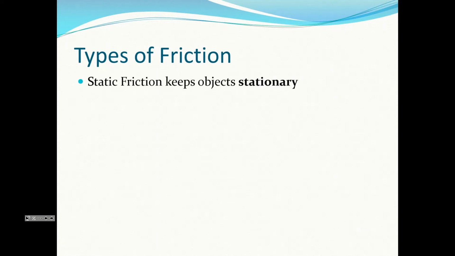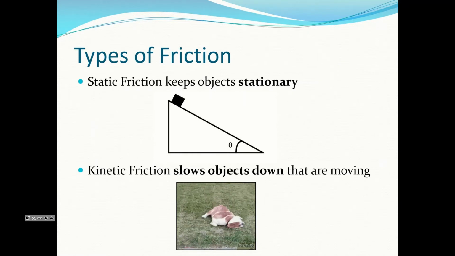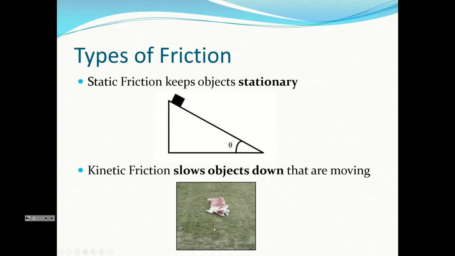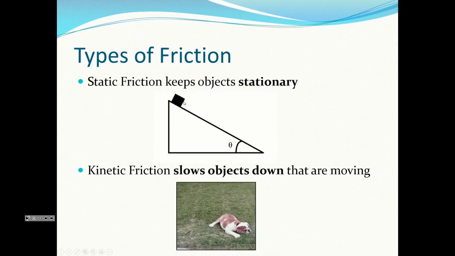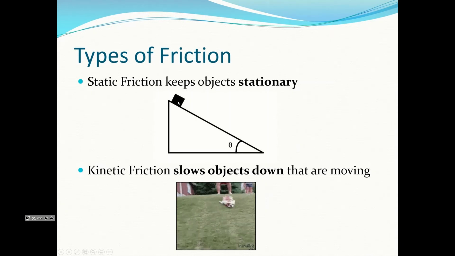So the first type of friction keeps an object stationary. So what keeps this block stationary in the incline is called the static coefficient of friction, or static friction. And kinetic friction is what slows down objects that are moving. And the weird thing is that those frictions are different. So on this dog, there's kinetic friction because it's sliding, and on this block that's stationary, there's static friction, and they're going to be different.